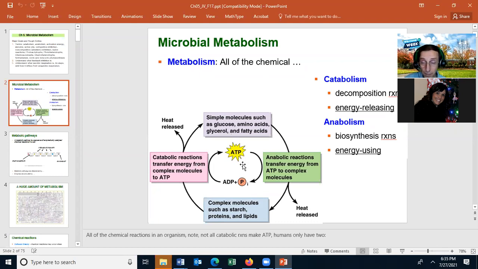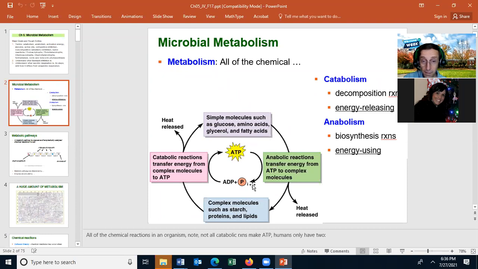Let me state that our cells are not good at taking energy released from catabolism and then storing that as ATP. Our cells, I'm talking about human cells, can only do this in two chemical reactions, and that is aerobic respiration, which is a process we'll talk about, and then fermentation, another process. All other catabolic reactions do not generate ATP.